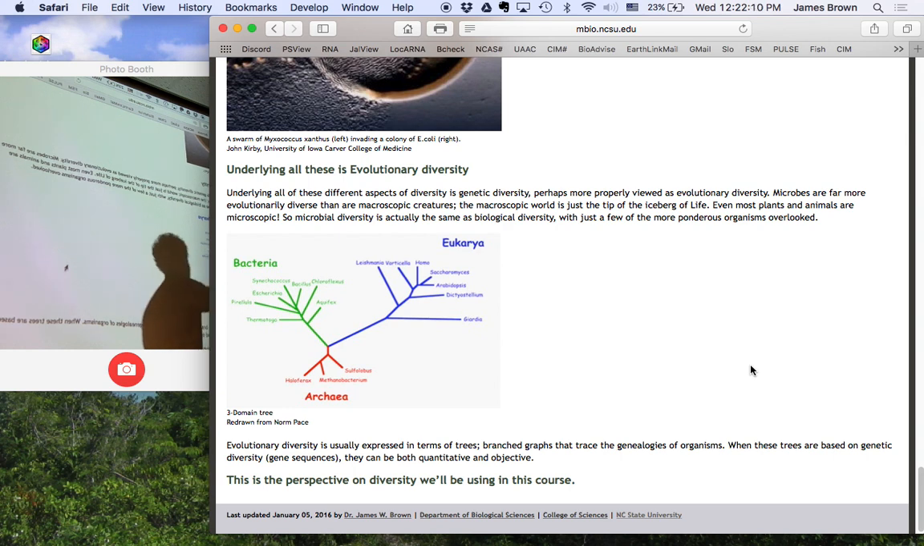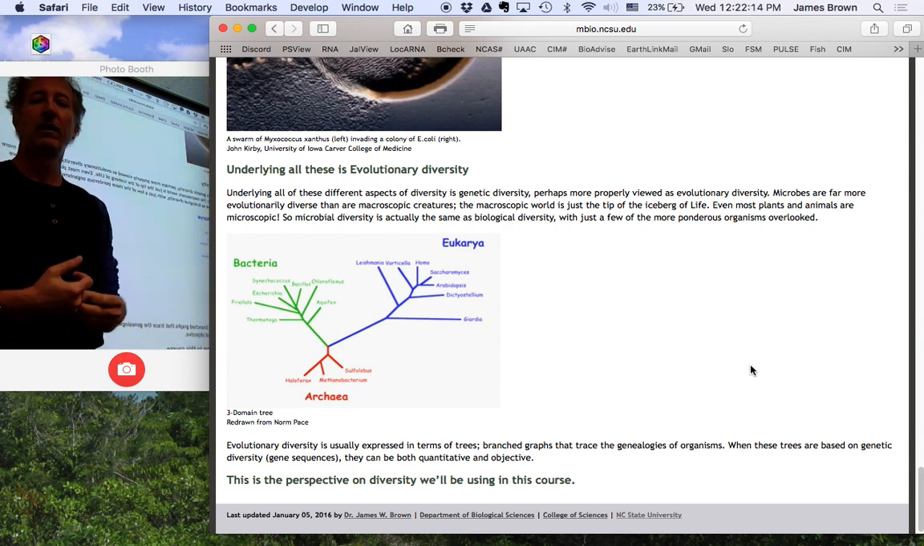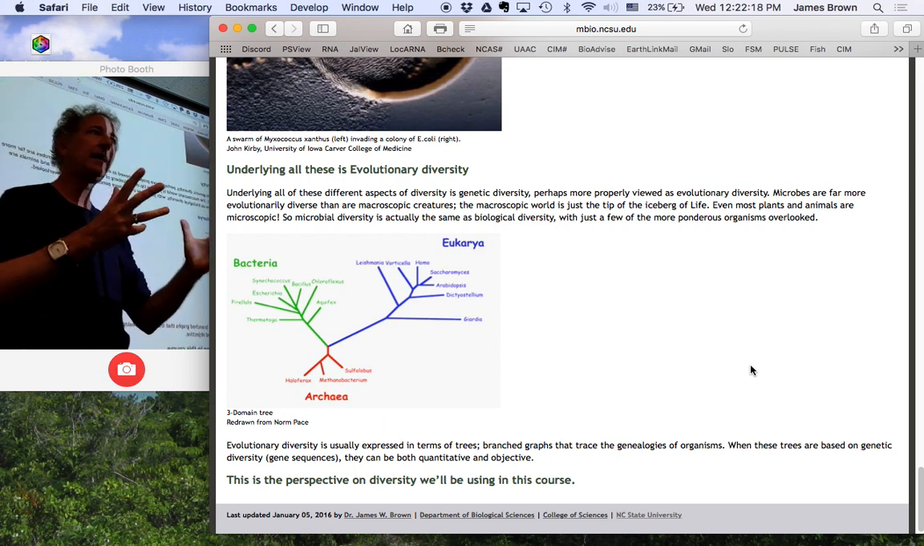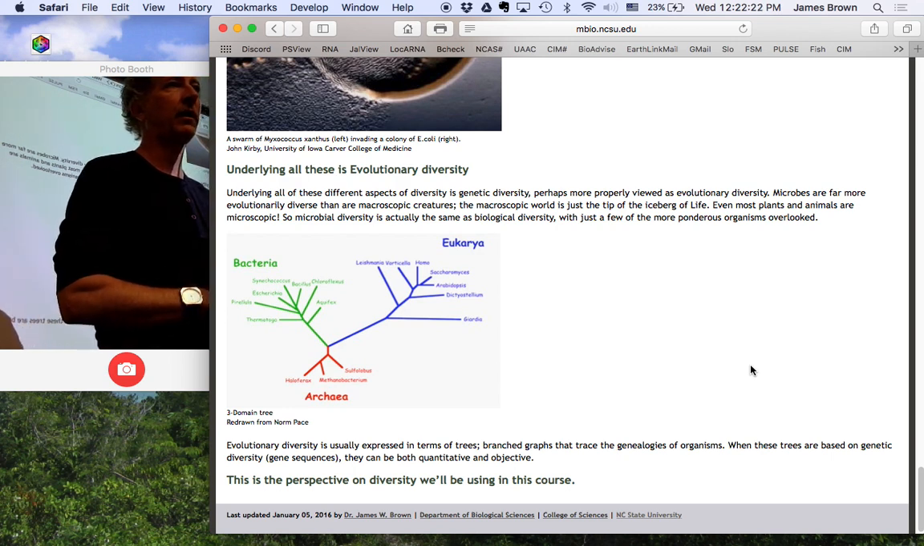We'll spend the first couple of weeks talking about these trees, how to make them, and what they mean. This evolutionary diversity, phylogenetic diversity, is really the key to understanding all the other kinds of diversity. And that's what we'll be talking about this semester.